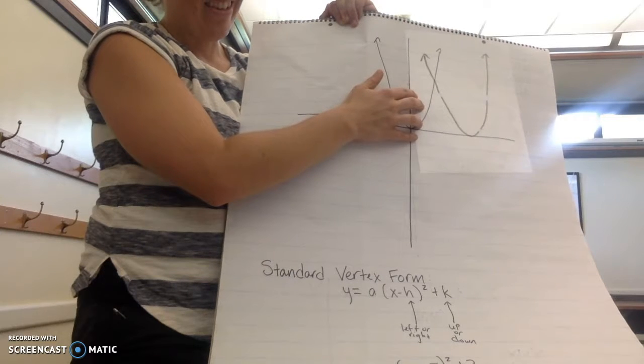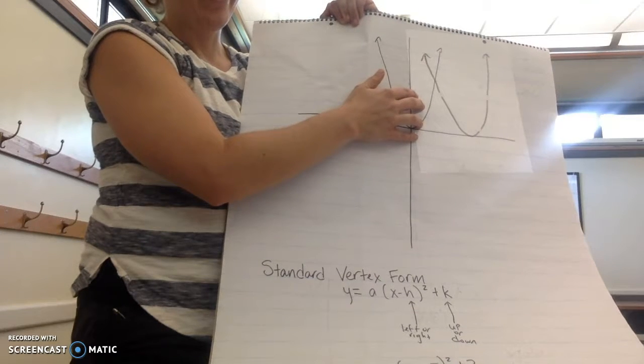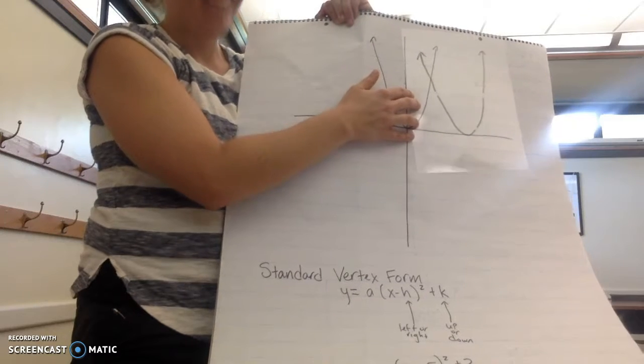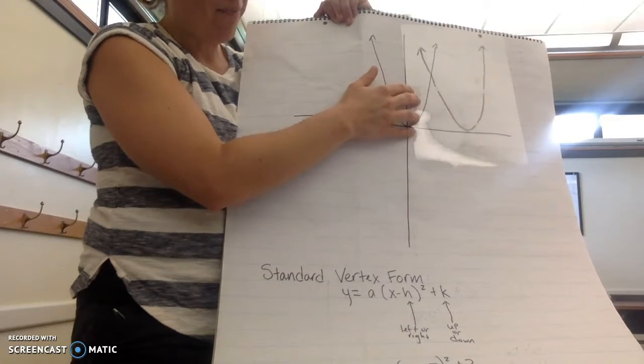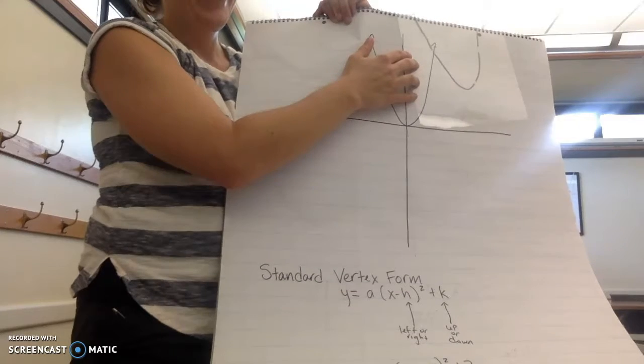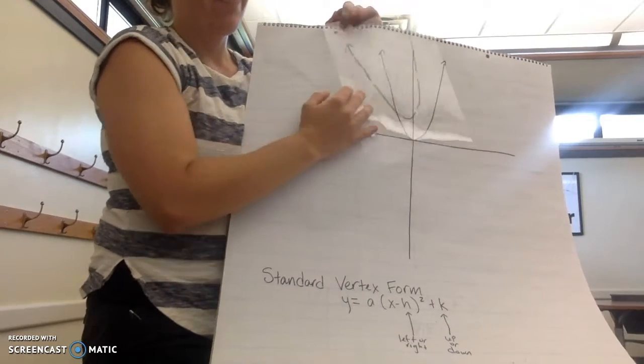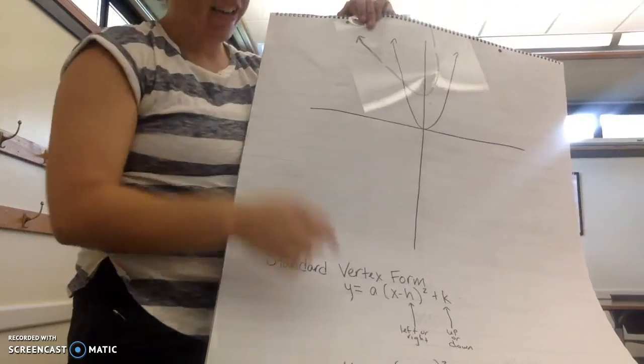Are we going up or down 3? Yep, we're going to go up 3. It's just tricky. I know it's tricky to think of.